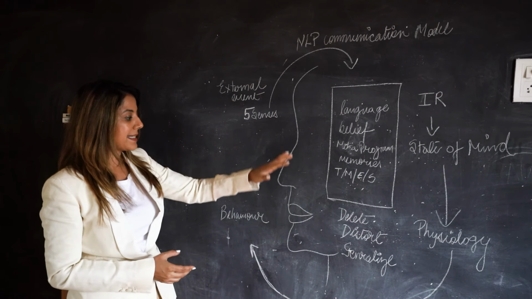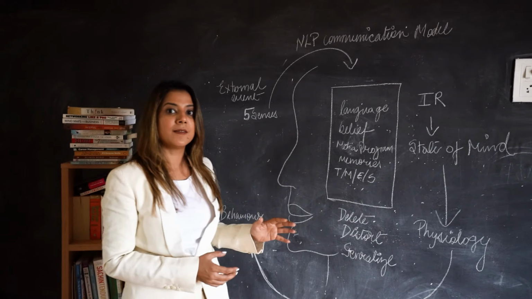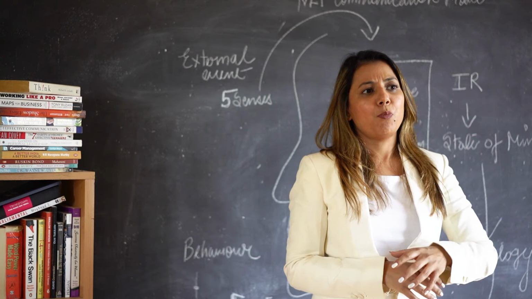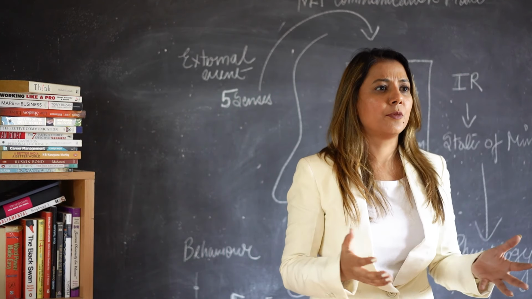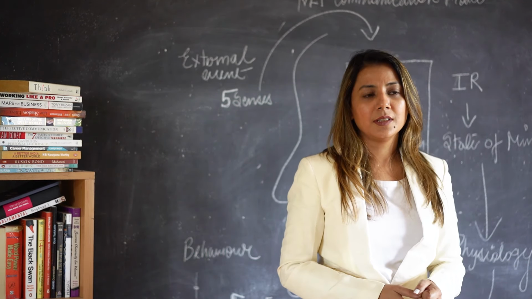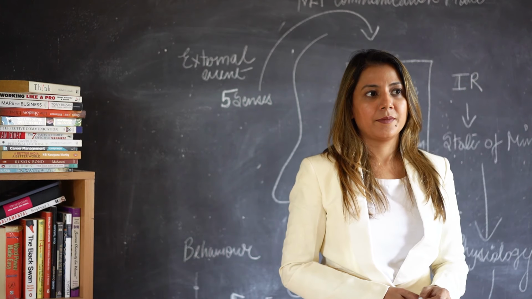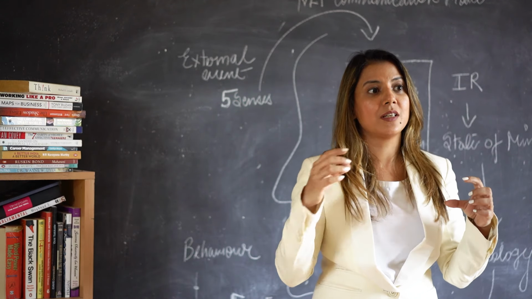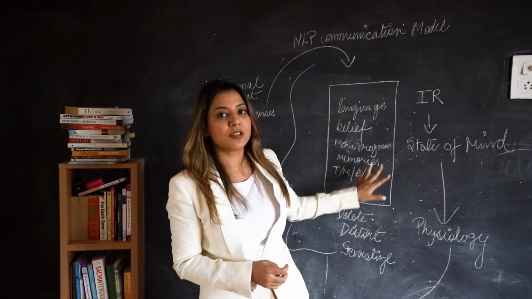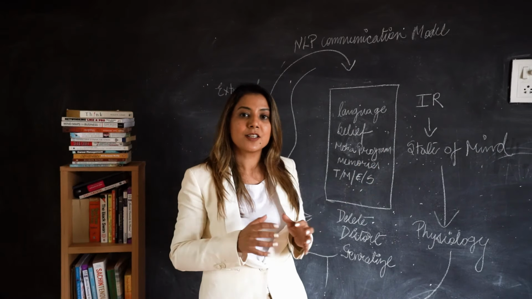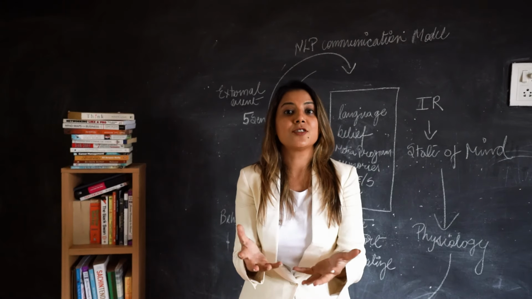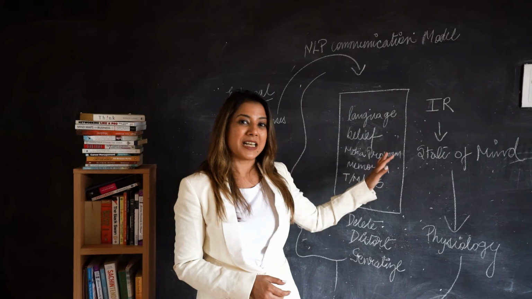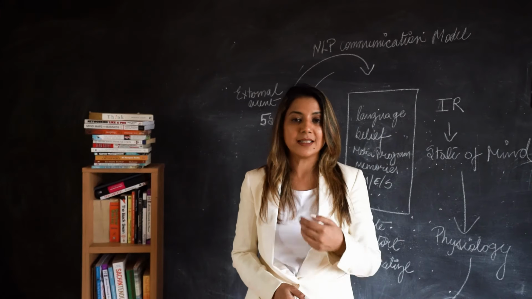This is what the basic communication model of NLP teaches us. Now, what do we use this information for? Where do we use it? We use it in understanding the NLP term: the map is not the territory. People are not just the map they have inside. There is much more. We can change the map. We can change the belief system, which will change the way they speak and behave.